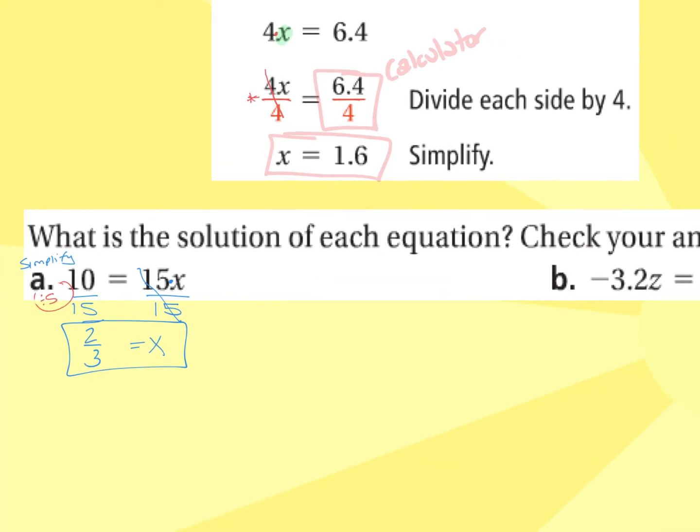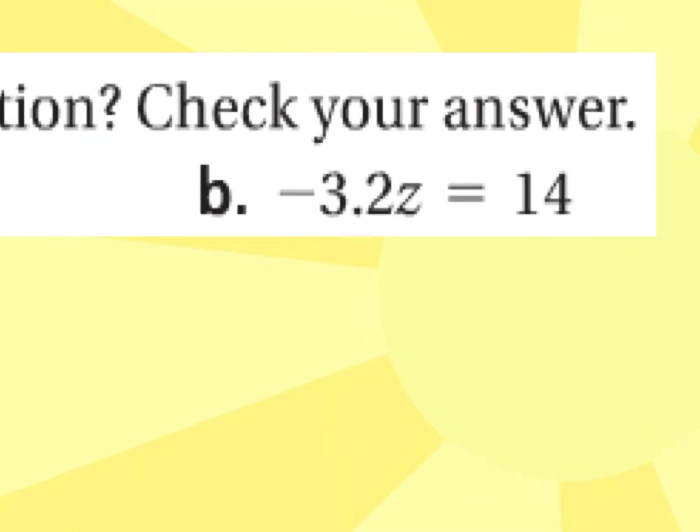Let's come over here to part B. Part B, we've got negative 3.2z equals 14. Remember, this is multiplied together. So to get z by itself, I'm going to divide each side by negative 3.2. Now, negative 3.2 divided by negative 3.2 cancels out. So z comes down all by itself.